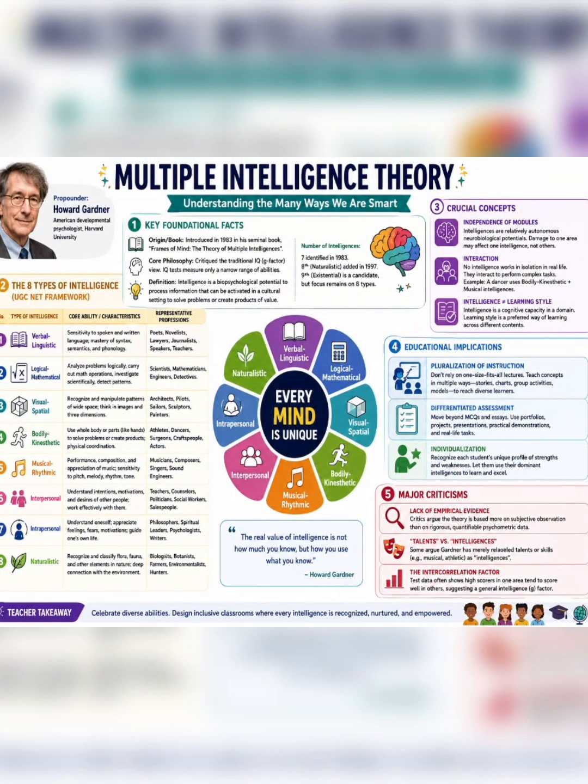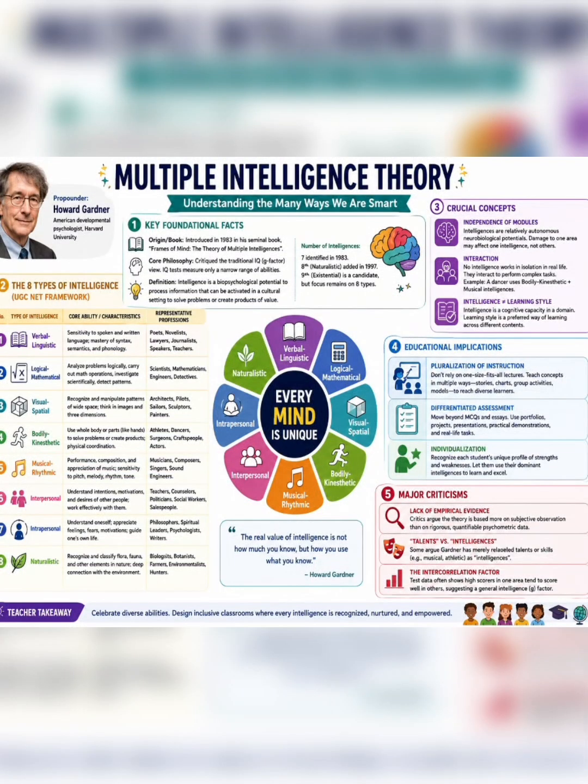For a long time, the world defined intelligence by a single rigid IQ test score. But human potential is far too rich to be reduced to a solitary number. So today we are unpacking Howard Gardner's groundbreaking multiple intelligence theory. We will break down the 8 unique types of intelligence, examine the core concept, discuss the educational implications, and look at even the major criticisms.